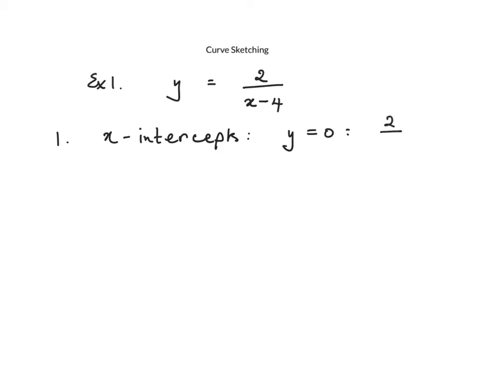Now if we have 2 over x minus 4 equal to 0, well, that's a problem. We can't have that. When we set a fraction equal to 0, we cannot have the bottom line equaling 0. So there are no x-intercepts.